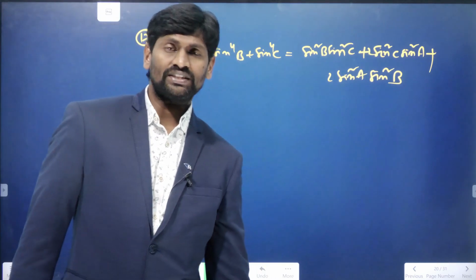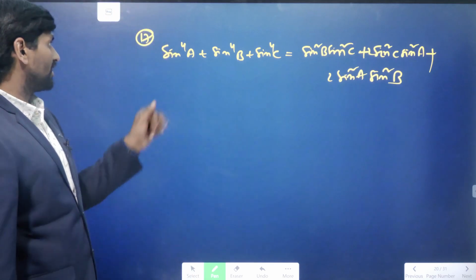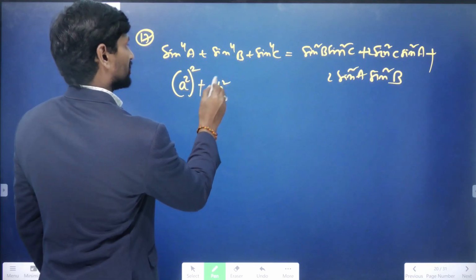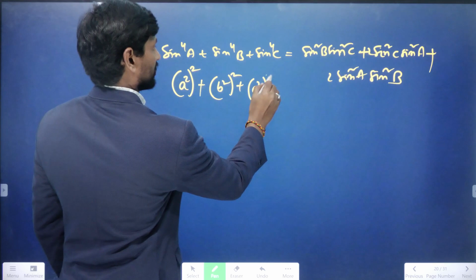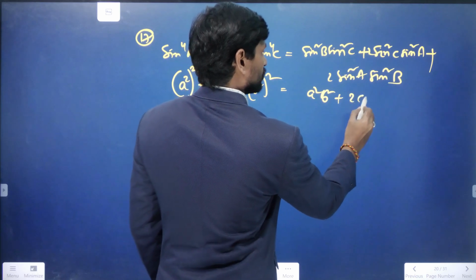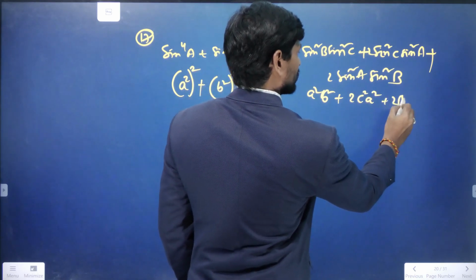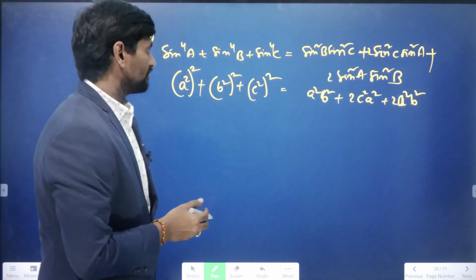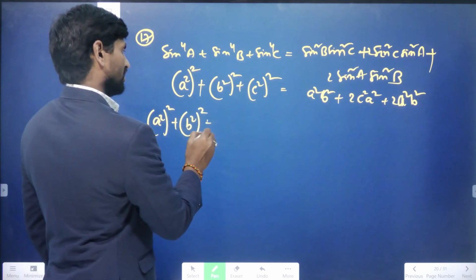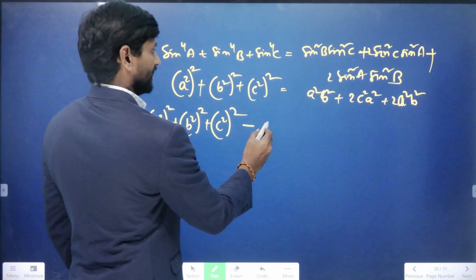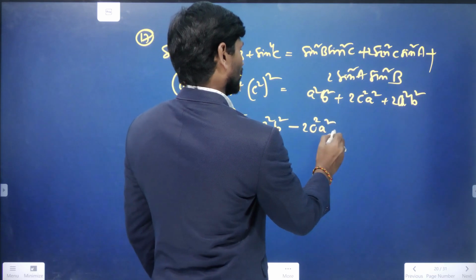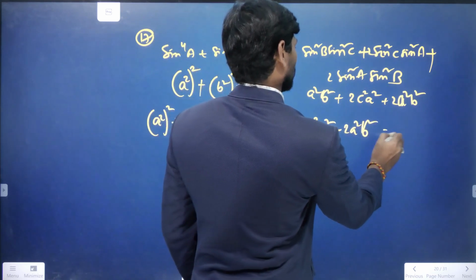Okay? So I am taking the sine values: sine square A, I take the sine value as a, so a square whole square; this one b square whole square; C value c square whole square. For simplifying, this one a square b square plus 2c square a square plus 2a square b square. Now bring all the terms to the left side. It will be a square whole square plus b square whole square plus c square whole square minus a square b square minus 2c square a square minus 2a square b square, that is equal to 0.